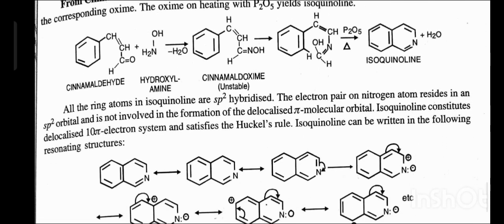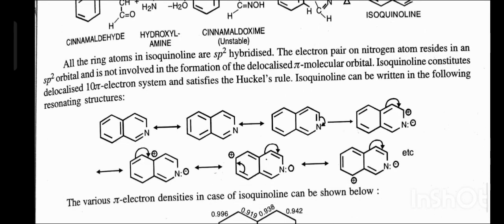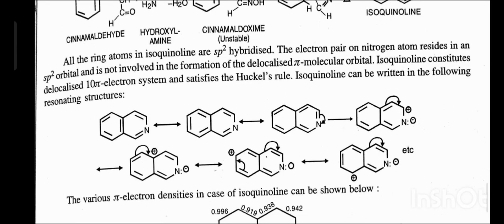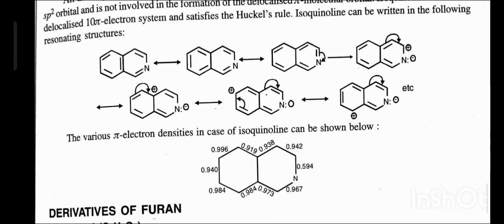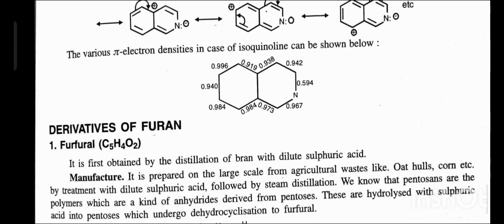All the ring atoms in isoquinoline are sp2 hybridized. The electron pair on the nitrogen atom resides in an sp2 orbital and is not involved in the formation of the delocalized pi molecular orbital. Isoquinoline consists of a delocalized 10 pi electron system and satisfies the Huckel rule. Isoquinoline can be written in the following resonating structures. The various pi electron densities in isoquinoline are shown below.